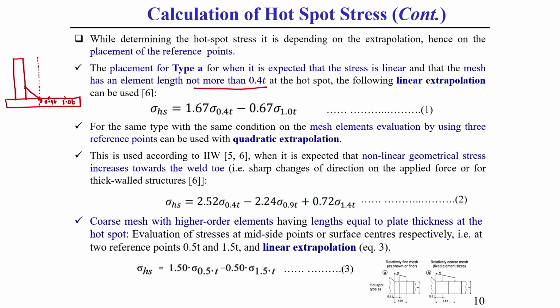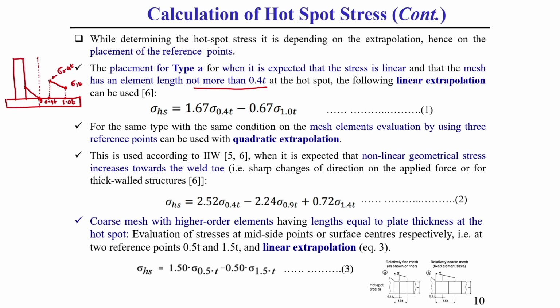So, what happens at 0.4 t, let us consider the stress value is this, and at 0.1 t let us consider the stress value is this. So, at 0.1 t let us consider this stress value is sigma 1 t, and at 0.4 t the stress value is sigma 0.4 t. Okay. So, by this we need to draw a straight line through these 2 points.